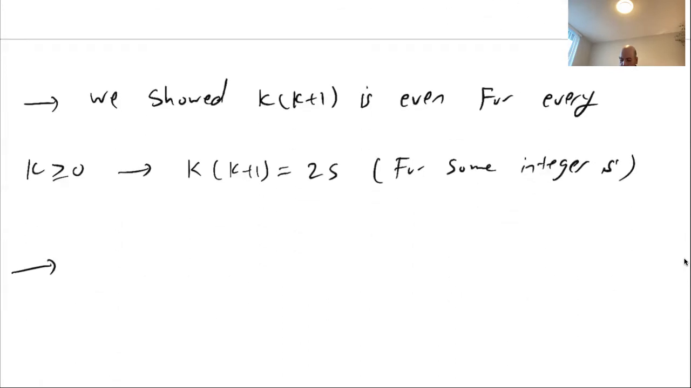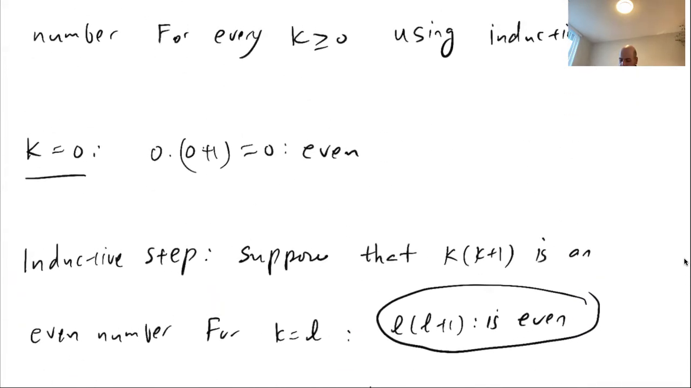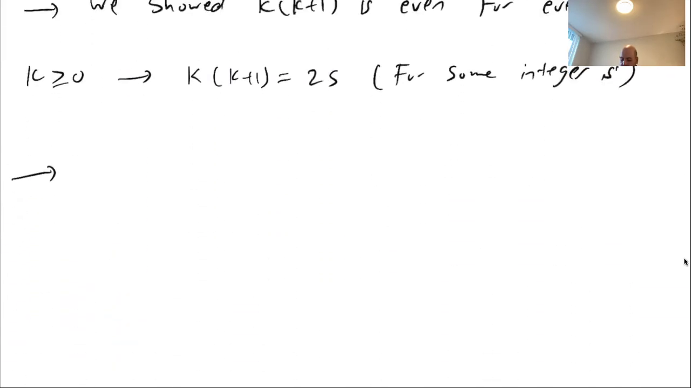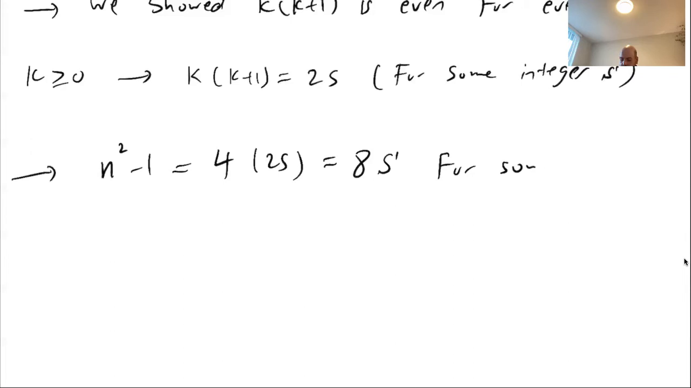So I can write the number, what was it, n squared minus 1? It was 4k times k plus 1, but k times k plus 1, we established that it can be written as 2s. So n squared minus 1 equals 4 times 2s equals 8s for some integer s. And that means 8 divides n squared minus 1 as desired.